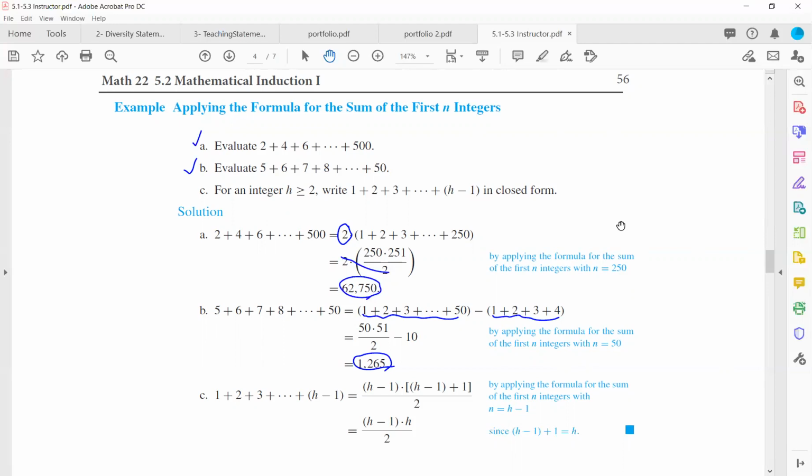Finally, part C. The sum starts at 1, then 2, then 3. The last term, we don't have any number for that. It means that our n is equal to h minus 1. So by following the formula, we have n, which is h minus 1, times n plus 1, which is h minus 1 plus 1. You can cancel h and h. The outcome is h minus 1 times h divided by 2. This is your sum.